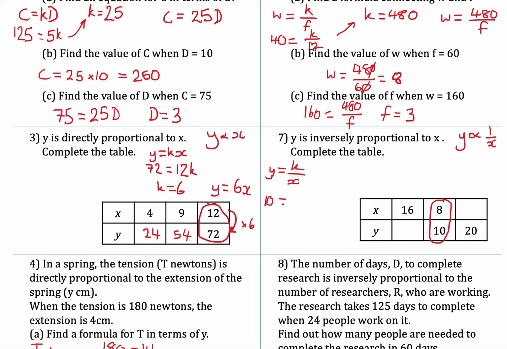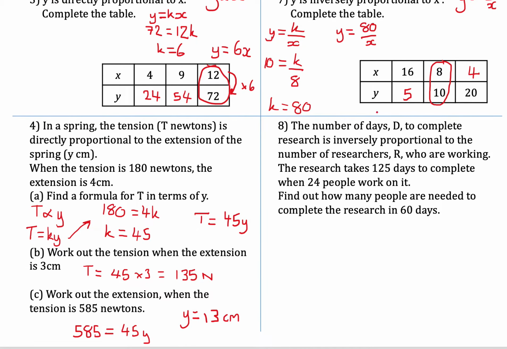So 10 is equal to something divided by 8. And when we rearrange that, we can find what k is. So 10 times 8 would be 80. So our equation is y equals 80 over x. Okay, so 80 divided by 8 gives us 10. 80 divided by 16 gives us 5. Now on this one, we're told that y is 20, so 20 equals 80 divided by something. That would be 4.